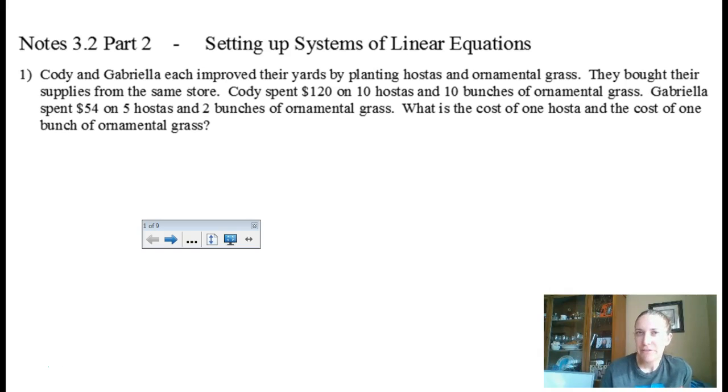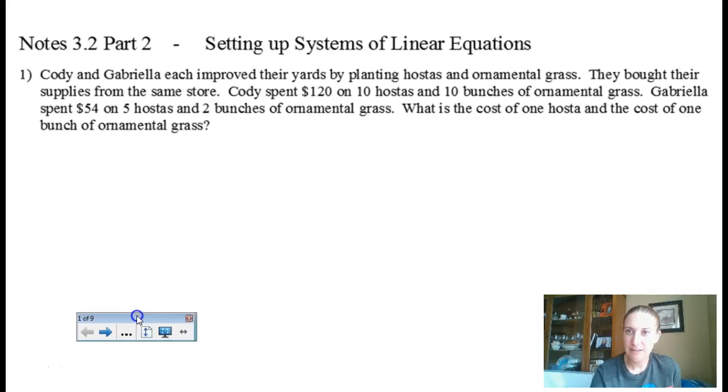They're not very creative. All right, so this first question, we have Cody and Gabriella, and they're going to plant hostas and ornamental grass. And they bought their supplies from the same store. Cody spent $120 on 10 hostas and 10 bunches of ornamental grass. And Gabriella spent $54 on 5 hostas, 2 bunches of grass. How much would one hosta and one bunch of ornamental grass cost? I don't know why they can't just go to the store or look at their receipt, but whatever. I'm not here to judge.